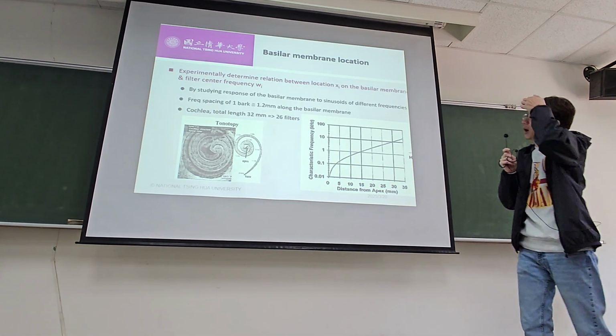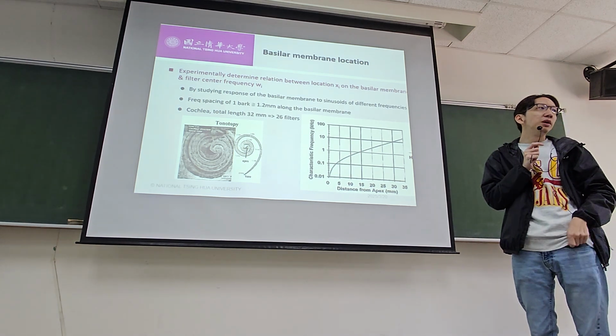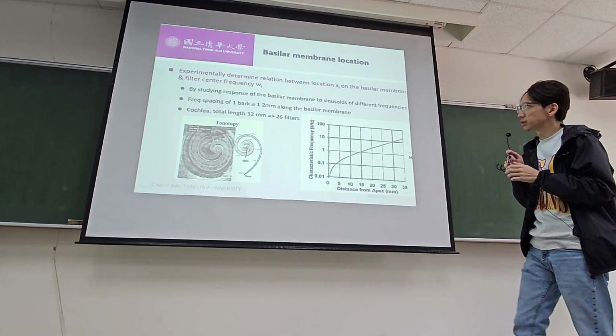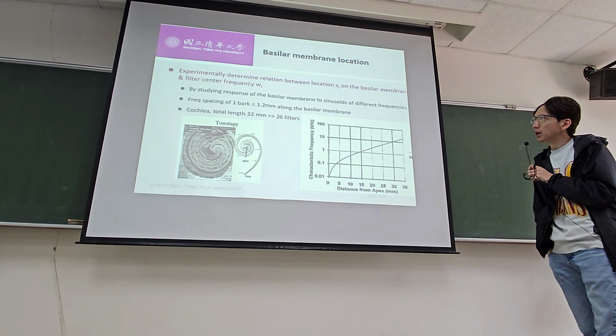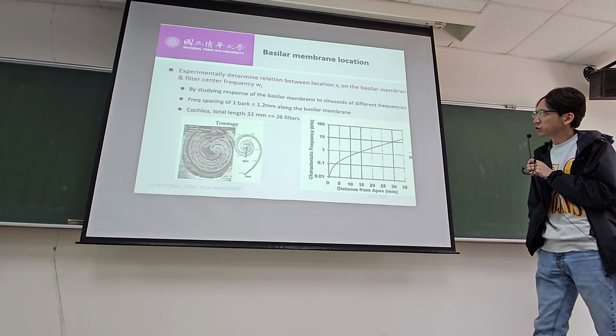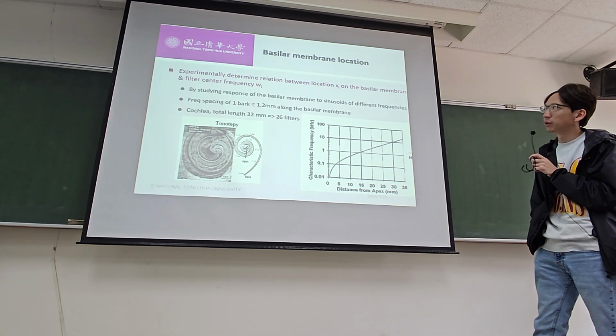All right, so again, we know all those xi. How do we know how many bandpass filters, how many frequencies? The Bark scale is one way to do things. Or we also can look back to experimentally determine the relationship between the location xi on the basilar membrane and the filters in the frequency wi, right?